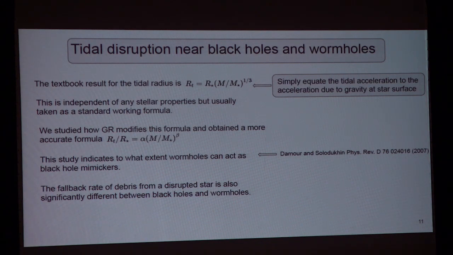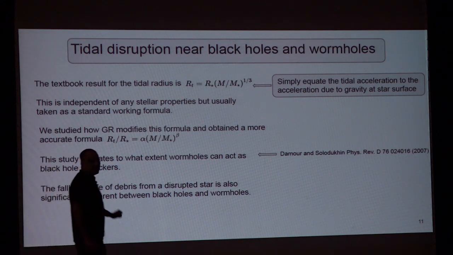So with this, I will go to how we look at tidal disruptions near black holes and wormholes. Again, the textbook result for the tidal radius, the distance up to which a star can come without being tidally disrupted, is given by what is known as the 1/3 law. How do you get the 1/3 law? Remember, I showed you that 1 over r cubed in the acceleration. Just equate it to the acceleration due to gravity at the surface of the star. It's a very crude approximation, but I tell you, it works very well.